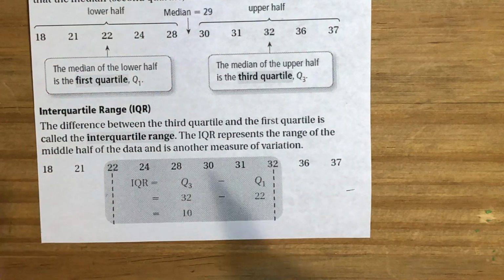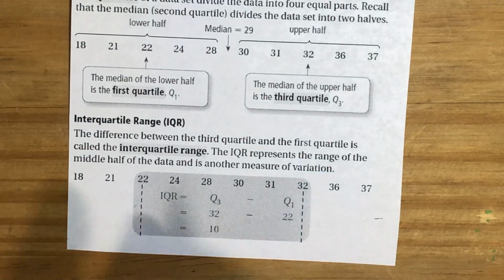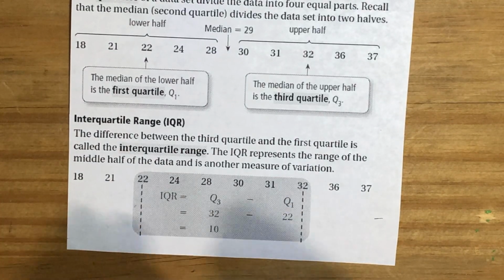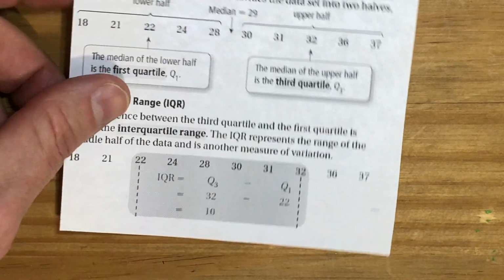So the IQR basically represents the range of the middle of the data. So you see how they kind of graph this out. This is the middle of the data, and you can see that the data is pretty close in the middle there. Okay? And that's what we expect. Typically, your data clusters in the middle.